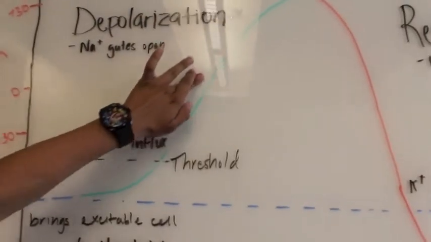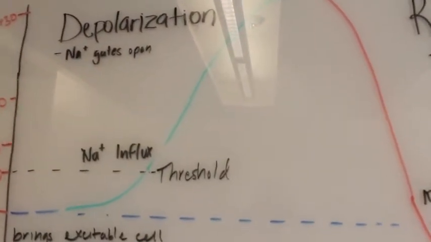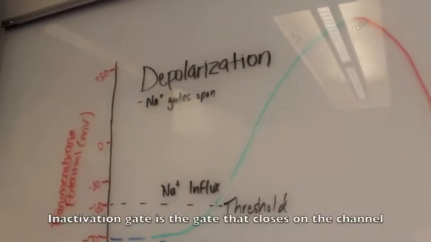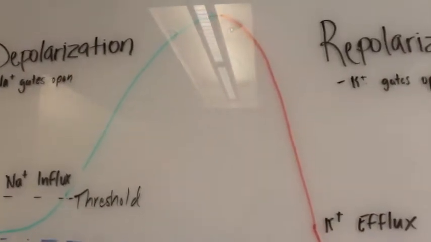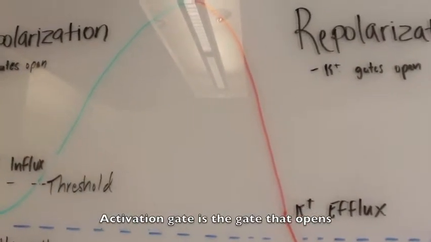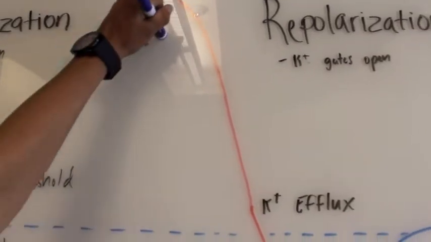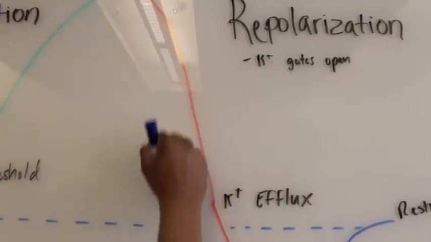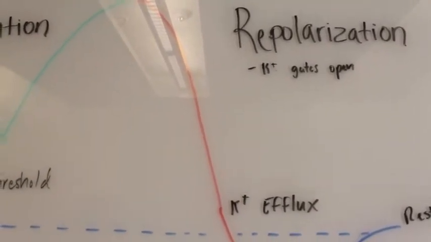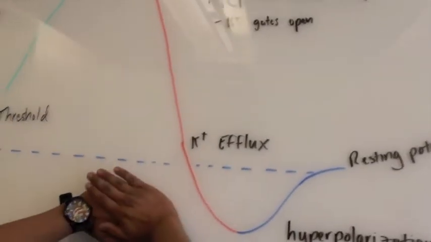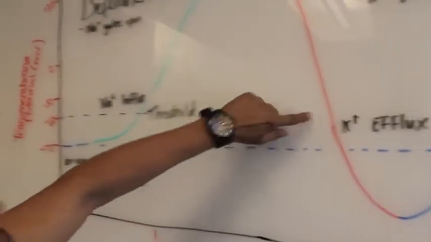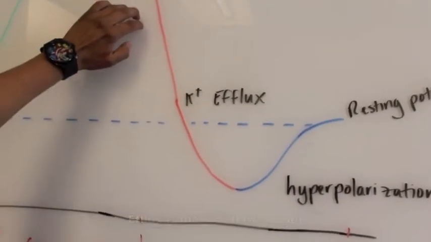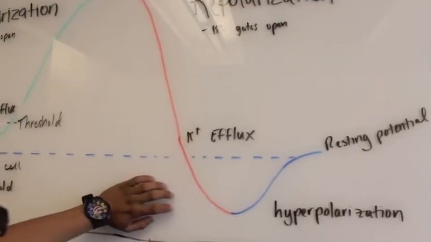Depolarization is just the rising phase where all the sodium channels are open. So when the charge reaches almost plus 30, the inactivation gates of the sodium channels begin to close and the activation gates of the potassium channels begin to open. When the gates of potassium open, repolarization happens. This is causing the charge of the cell to go back down to negative 70, its resting potential. As potassium ions efflux, which means as they're leaving the cell, the charge begins to go down.